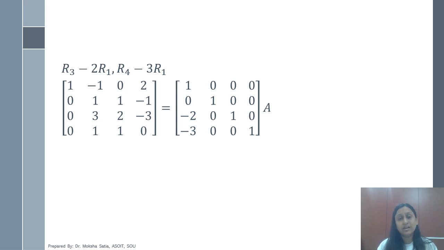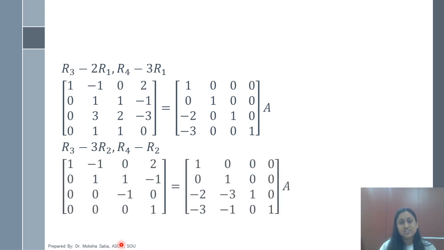and 0 1 1 0 on the left hand side, and similar changes will happen on the right hand side, that is 1 0 0 0, 0 1 0 0, minus 2 0 1 0 and minus 3 0 0 1. Now we already have the leading one in the second row, second column, and that's why we need to make this 3 a 0. For this, we need the operation R3 minus 3 R2 and R4 minus R2. And the matrix will change only for R3 and R4. So R3 will be 0, 0, minus 1, 0 for the left hand side, and for the right hand side we'll have minus 2, minus 3, 1, 0. And for R4, left hand side will have 0, 0, 0, 1, and for the right hand side we'll have minus 3, minus 1, 0, 1.